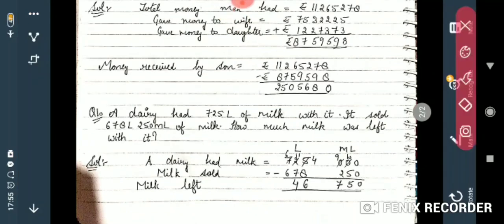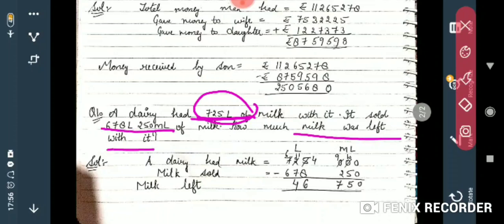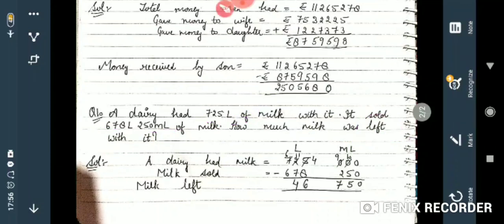Next, a dairy had 725 liter of milk with it. So total milk a dairy is having is 725 liter. It sold 678 liter and 250 milliliter of milk. So total how much milk is there? 725 liter. And out of this much milk, how much milk was sold? This much. How much milk was left with it? So left, as you know very well, in lower classes you have studied that if in the question it is asked left, what do you have to do? You have to subtract that from the total. This much milk was sold, so how much was left?